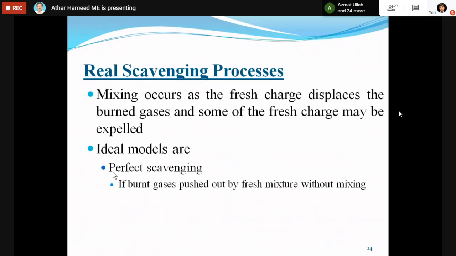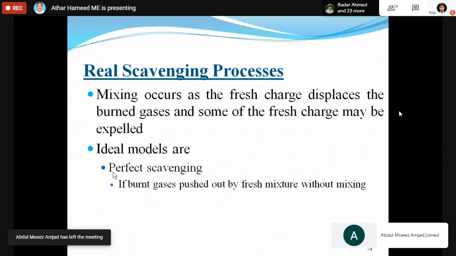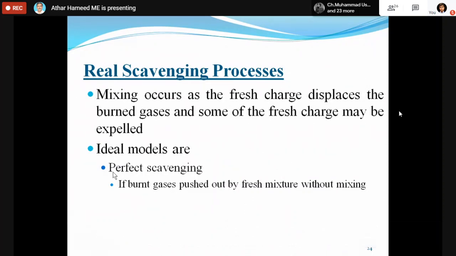It cannot actually happen, because when both the inlet and exhaust ports are open, some of the fresh mixture will go along with the burnt gases.